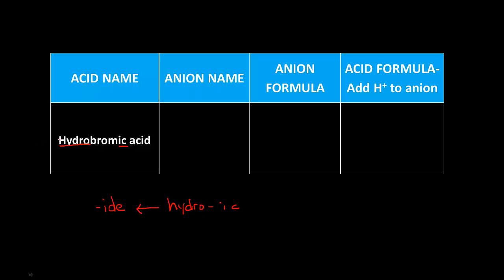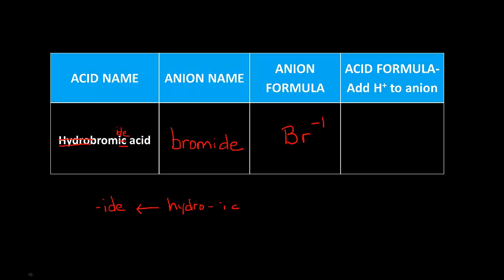So we need to take out our hydro, change our ick to IDE, and that will be our anion name. So it would be bromide is our anion name. Now our anion formula. Bromide, it ends in IDE, so it is found on the periodic table. So we're going to change this ending to INE, so that's bromine. Well, bromine is in group 17, which means it has 7 valence shell electrons. It is easier to gain 1 electron than lose 7. Gain 1, that's its oxidation number, -1. Because it's gaining an electron, electrons are negative, so it's a -1.